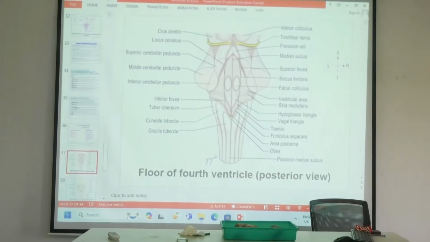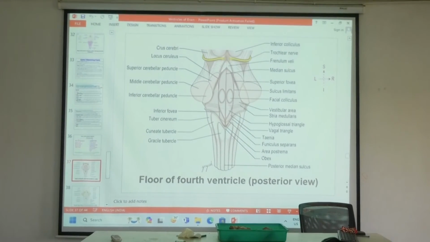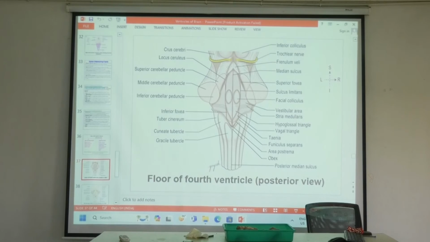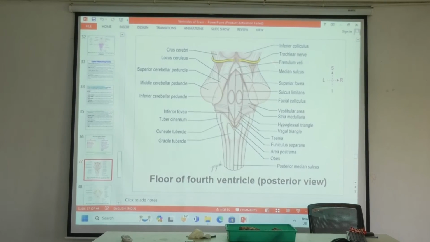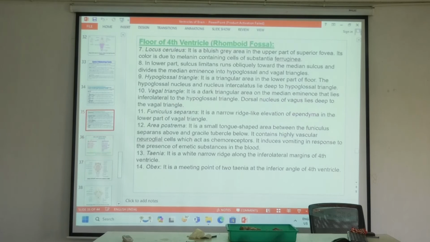So the trochlear nerve will also pierce the structure of the roof, that is, the superior medullary velum is also pierced by this trochlear nerve. Then it winds round the pons and round the midbrain, mainly at the junction of midbrain and pons, and goes to the anterior side. So these are the important structures of the floor of the fourth ventricle.